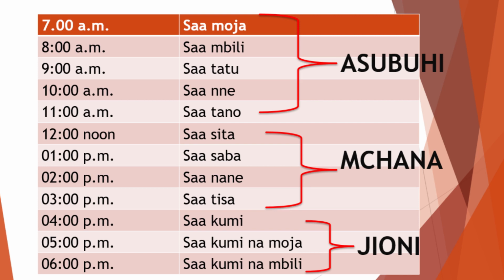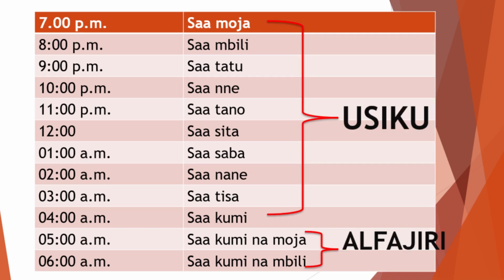From 7 a.m. to 11 a.m., you use the word asubuhi, which means morning. 12 noon to 3 p.m., you use the word mchana, which means afternoon. Example, 2 p.m. is saa nane mchana. From 4 p.m. to 6 p.m., you use the word jioni, which means evening. Similarly, from 7 p.m. to 4 a.m., you use the word usiku, which means night. Example, 2 a.m. is saa nane usiku.